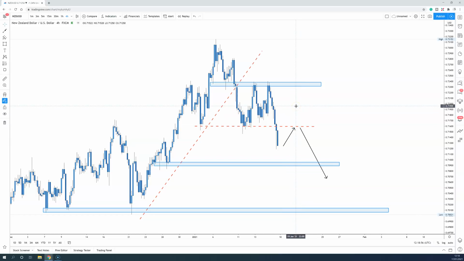Now, just because I'm saying there's a retest level, it doesn't mean price cannot break into these levels or break back into these levels, should I say. But for me, I'm looking for clean price action, and this is one of the patterns I'll be looking for, especially on New Zealand dollar USD.